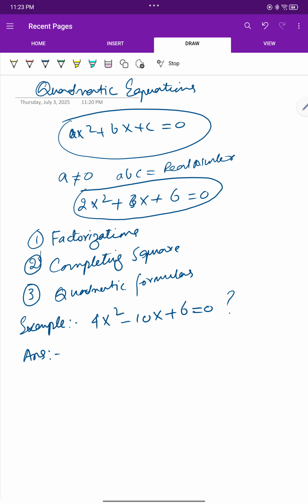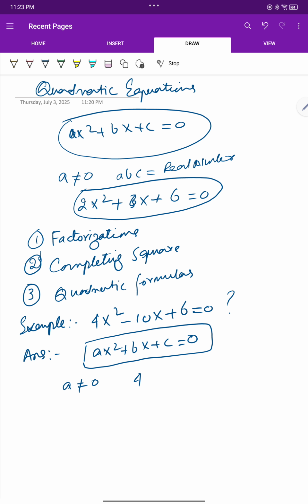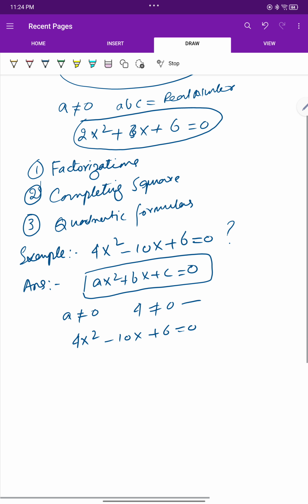The first answer is when you compare it with ax square plus bx plus c is equal to 0. This is our general form of quadratic equation. A is the first condition. A must not equal 0, and we know that 4 is not equal to 0, so we can further find out the solution. How are we going to do it? So let's start. 4x square minus 10x plus 6 is equal to 0.